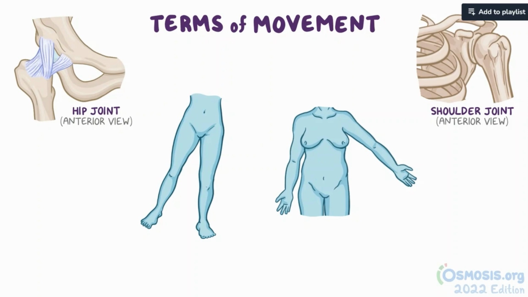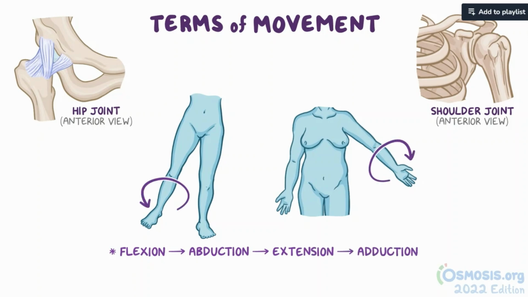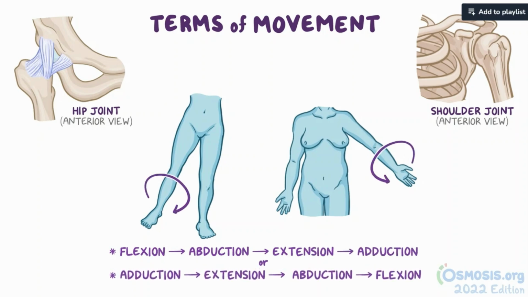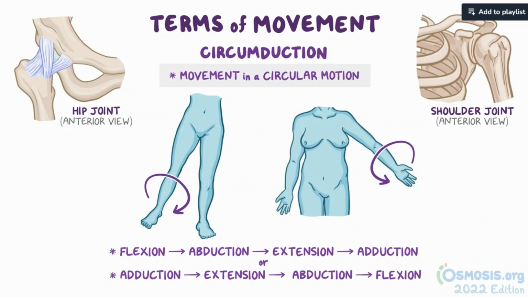Now, at some joints, like the hip and shoulder, if we sequentially perform flexion, abduction, extension, and adduction, or these movements in the opposite order, we get a compound circular movement called circumduction. In circumduction, the proximal end of the joint remains fixed, while its distal end moves in a circular motion.